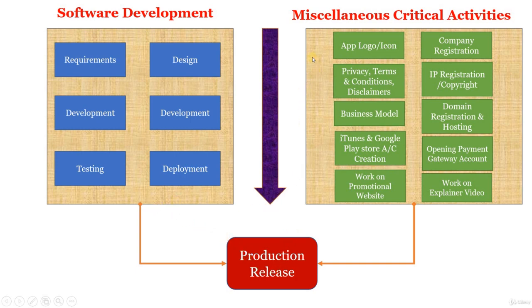The mistake I made was that when I was developing the software, I was focusing only on the software development. I was not bothered about what business model I needed to decide, whether I should get the domain registration and hosting done, or what the IP registration and copyright were. All these things should happen in parallel so that when you go to production, it is a full-fledged production release of the app. Otherwise you would be half done with your production release. Though the product has gone to the end users, in terms of other miscellaneous activities, you are still incomplete.